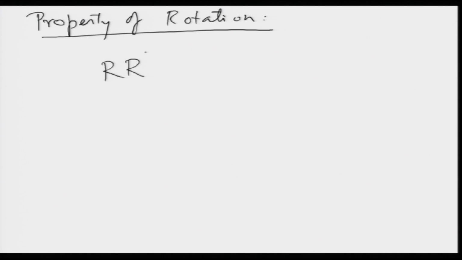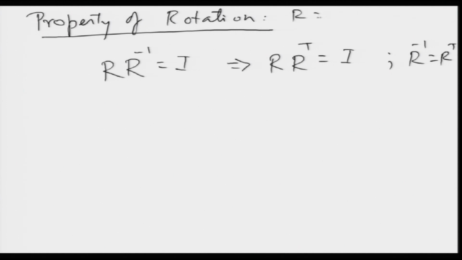Now, we look at this r into r inverse is equal to I, this we know because for any matrix this will hold. Now, if you write this as r into r transpose is equal to I, essentially because your r inverse is equal to r transpose. So, R is a proper orthonormal matrix, and hence its inverse is equal to its transpose. So, now we can write this expression.